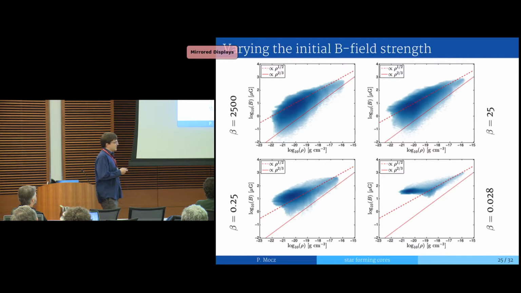And in this very strongly magnetized case, this subcritical case, initially you get contraction just along the field lines first. So you actually get the slope of 0 initially in your contraction.